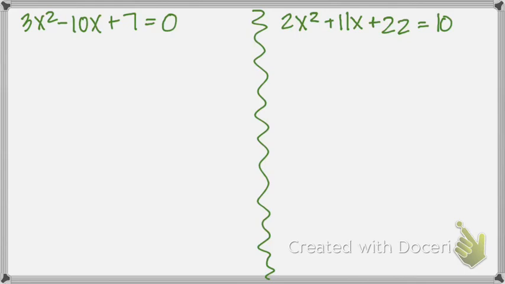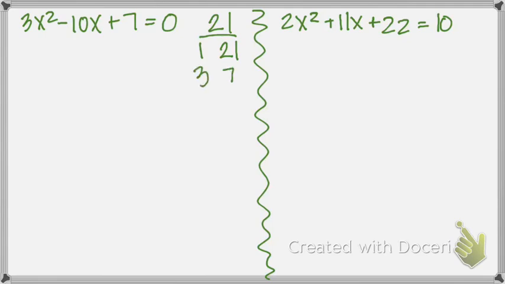What is our first step for 3x squared minus 10x plus 7? GCF. Is there a GCF? No. So what's my next step? Multiply a and c. So 3 times 7, 21. Now I'm looking for my factors of 21.